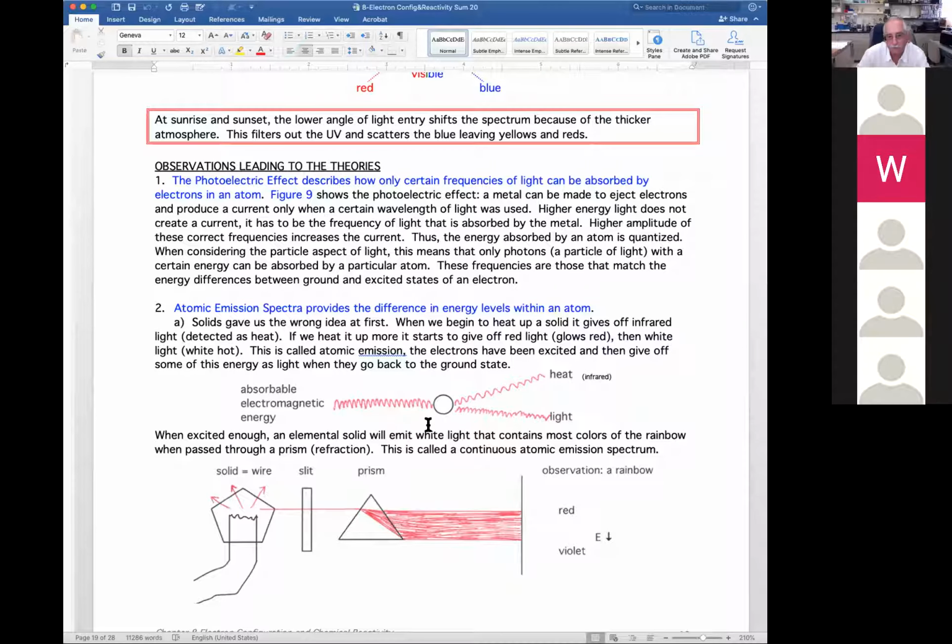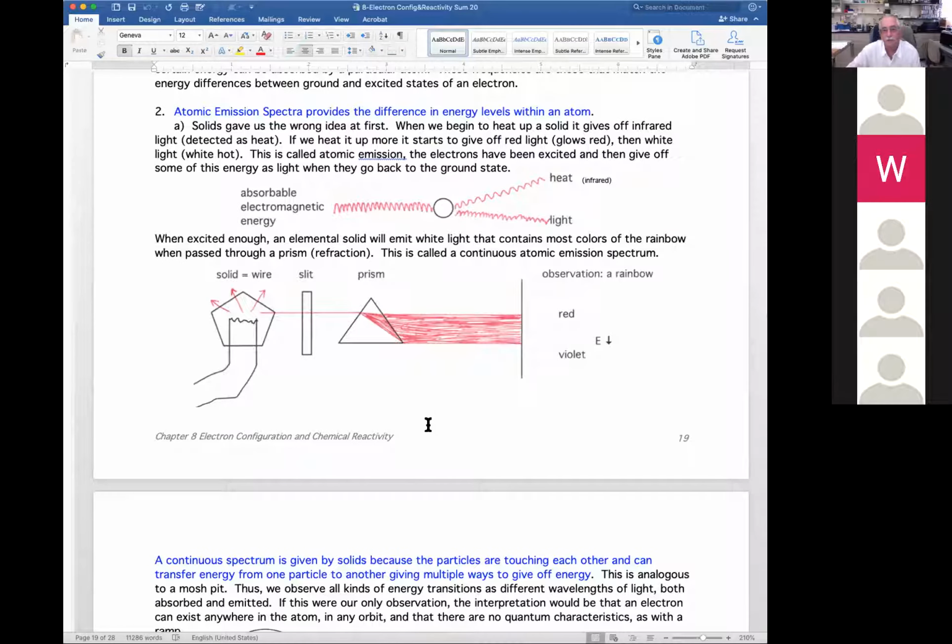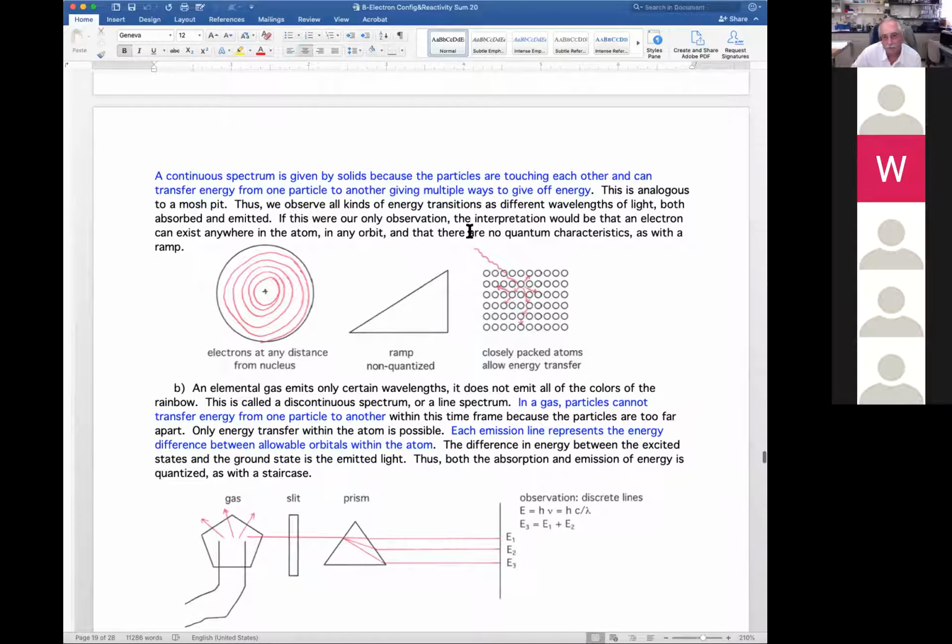So that's absorption. What about emission of energy? So I heat something up and it gets red hot, maybe white hot. If it's a solid, we get these continuous spectrums. And the idea is that it's like being in a mosh pit. You're right up against each other in a solid, so you're bumping into each other all the time. So there's so many different ways to get rid of that energy that you end up being able to pretty much go through the entire visible spectrum. So you get a rainbow, a continuous spectrum.